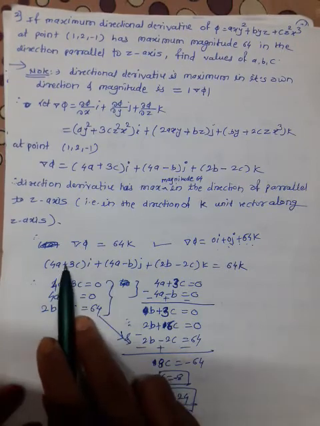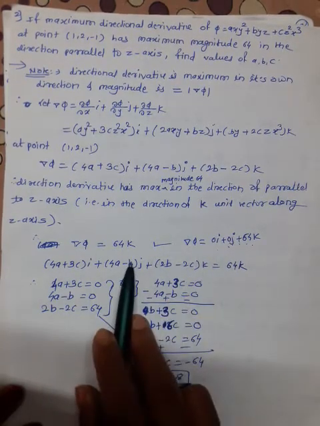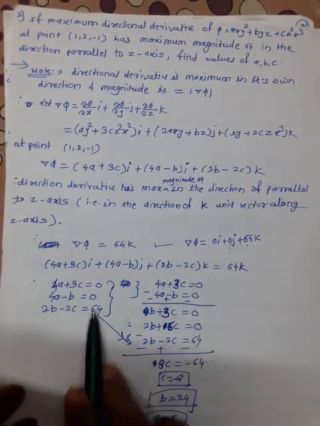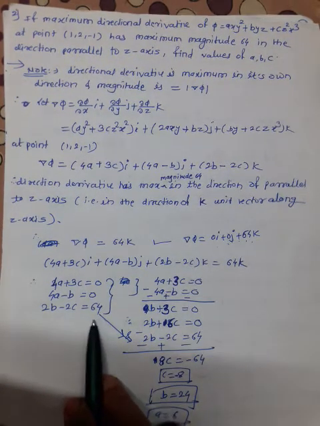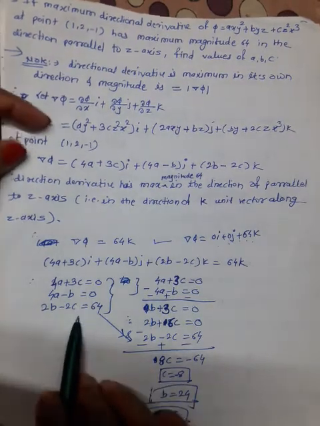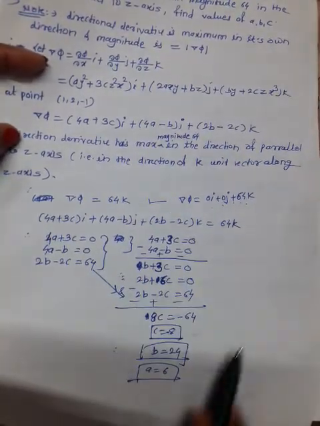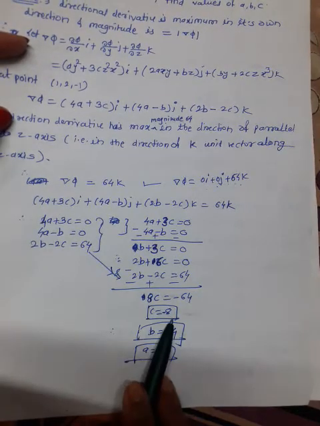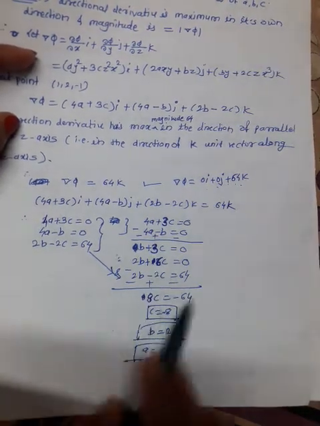We get this coefficient is equal to 0, this coefficient is equal to 0, and this coefficient is equal to 64. Now these are simultaneous equations in A, B, and C. Solving this, we get the answer: A is equal to 6, B is equal to 24, C is equal to minus 8. This is simple arithmetic.